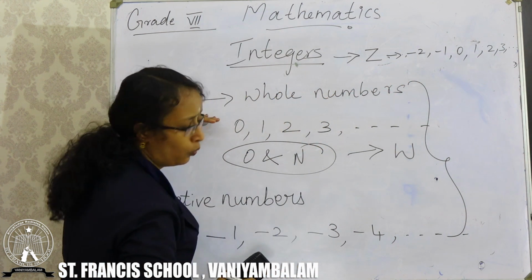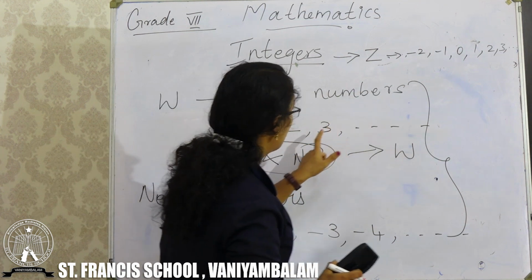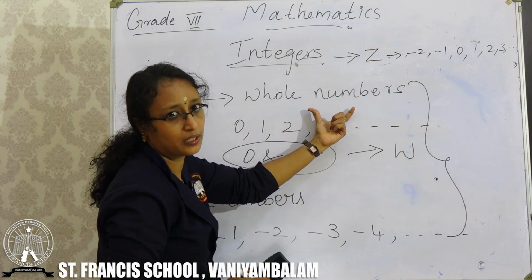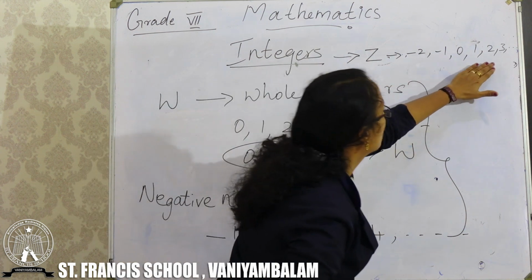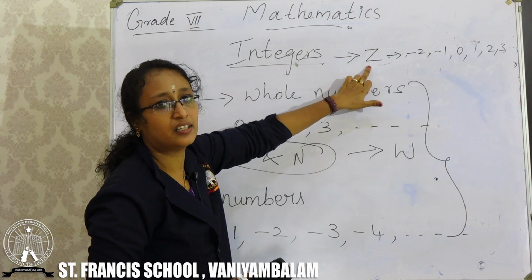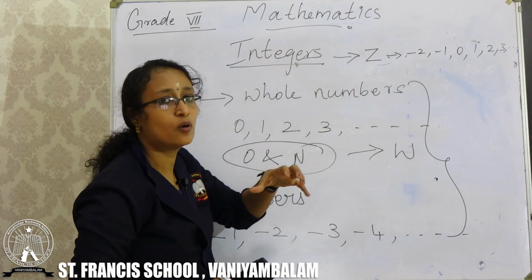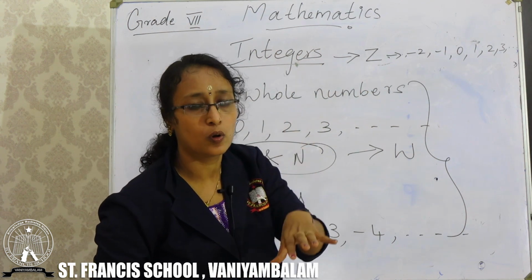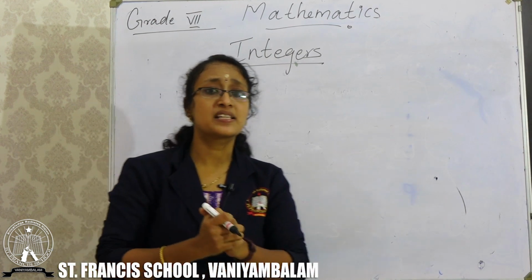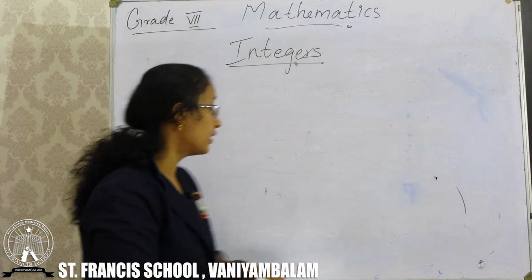First, what is a whole number? Natural numbers including 0 are your whole numbers, right? So whole numbers and negative numbers together are your integers. So you got the idea what is an integer, what is a whole number, what is a negative number, right? Next, representing integers on a number line.